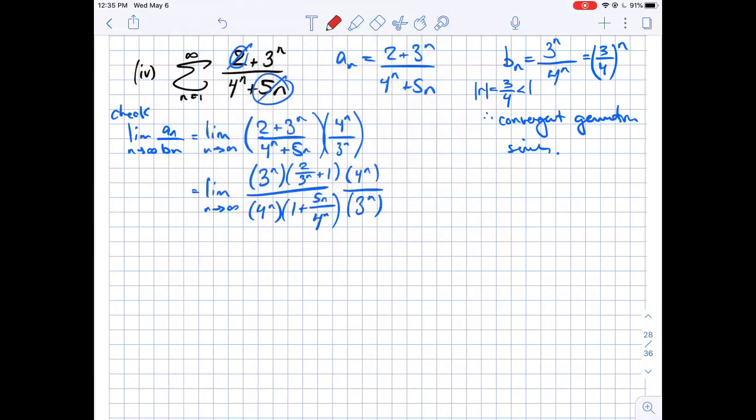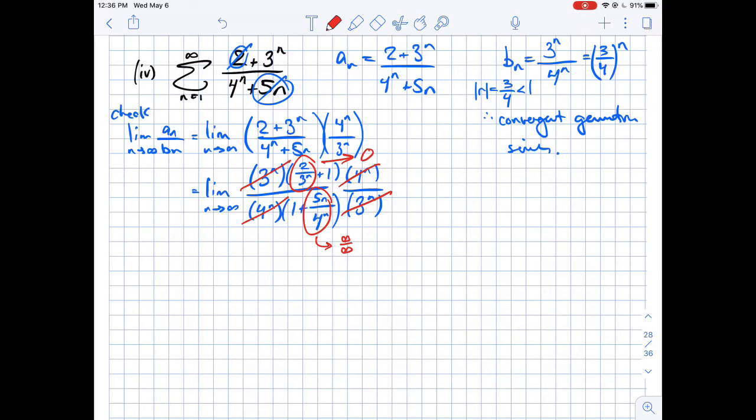And so now let's take a look at what we actually have. Right away you'll notice that a lot of this is just going to simplify nicely. I can cancel out this 3 to the n with this 3 to the n. I could also cancel out this 4 to the n with this 4 to the n. And then I want to know what happens to these two terms. Well, this one in the numerator clearly goes to 2 divided by infinity, so it's going to go to 0. And here in the denominator, I have 5n over 4 to the n. That's going to go to infinity over infinity.